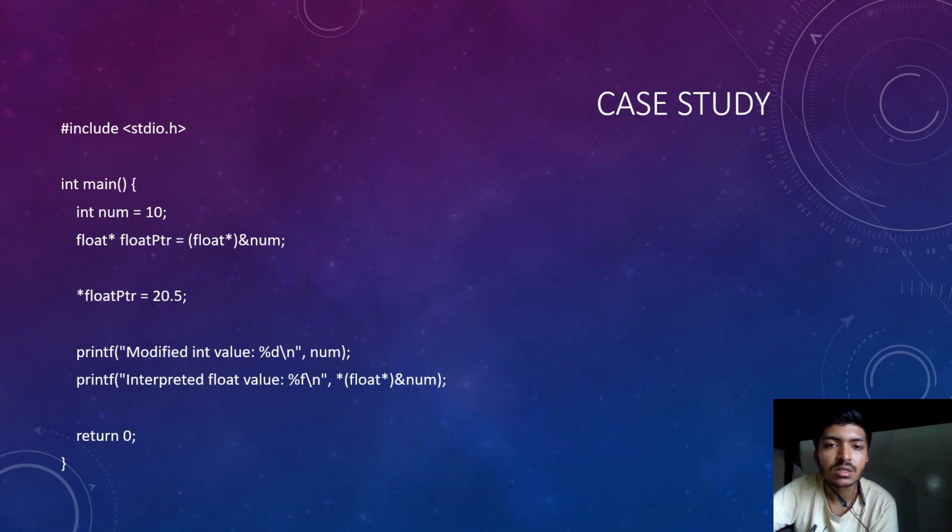Let's consider this example. In this code, we have an int variable num initialized with the value 10. We then create a pointer floatPtr of type float star, which points to the memory location of num but is interpreted as a float pointer. Now we assign the value 20.5 to the memory location pointed to by floatPtr. This modifies the underlying binary representation of the int value. Finally, we print the modified int value and interpret the memory location as a float to print its value.